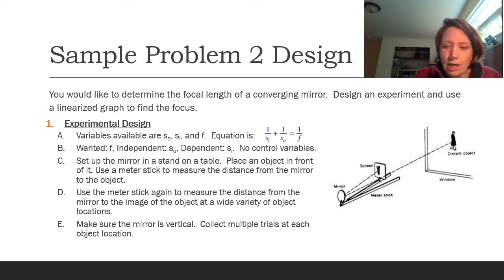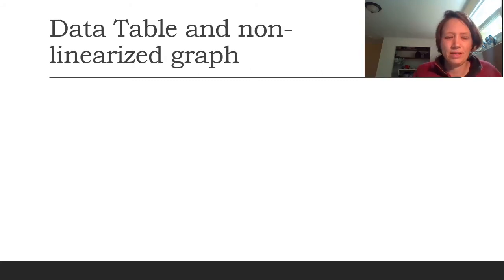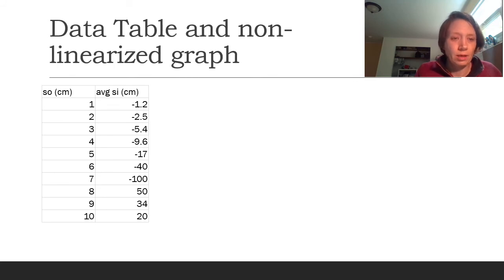Talking about error, I would say make sure the mirror is vertical. If it's not, the reflections aren't going to be vertical and aren't going to end up on the screen. And then the key thing again, as always, collect multiple trials at each object location to make sure we have averaged out our data. Okay, so let's say we've performed our experiment and we have our data table. I didn't want to show all the data this time, so I just put the two columns that were interesting, the object location and the average image location. I assume that I actually took that image location several times and then averaged it out. But in any case, here's the data that we got.